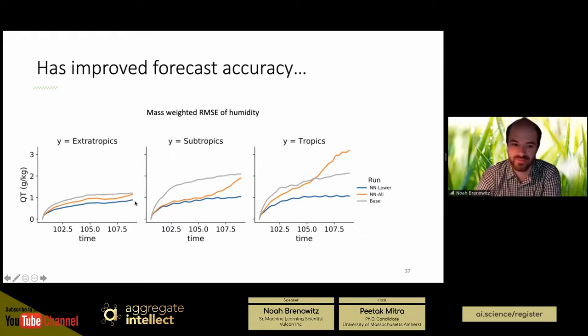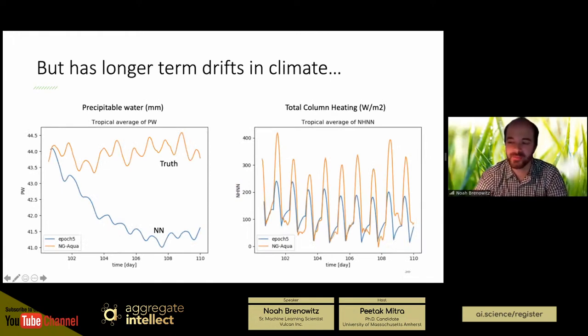Here I'm showing several curves, but the main story is that the blue curve, which is where we remove those input features from the training, has lower root mean squared error of humidity than either the base simulation, a control simulation, or the one that has all of those features added. So we can see that this trick works. And so we have reasonable forecast accuracy, but we still have long-term drifts in climate.